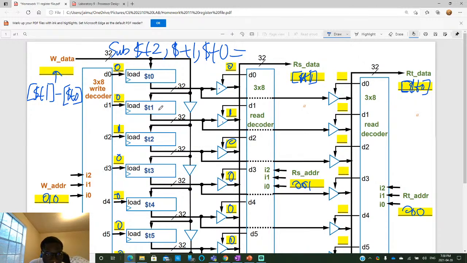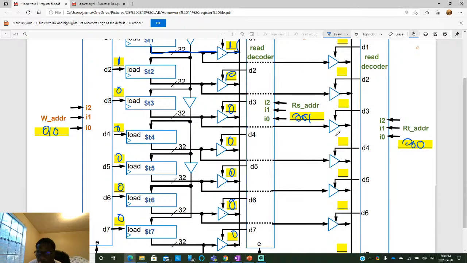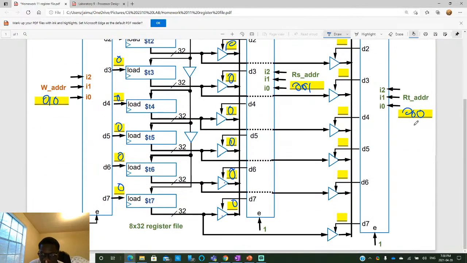And how does that happen? Remember, we said RS is register T1. So by all means, the contents of T1 should be in this bus line. Notice how if you trace this, it goes like this, and then it goes into this buffer, and it sees, oh, this is a 1. And then literally it dumps its contents into this bus, and we have this, which we said was the contents of T1. Nice. So same logic applies here as well.